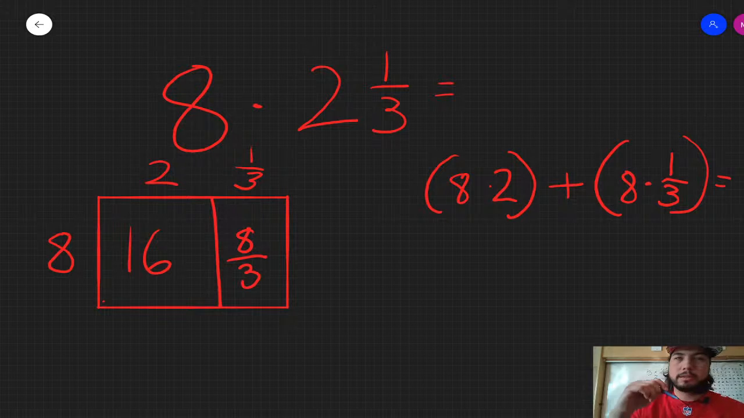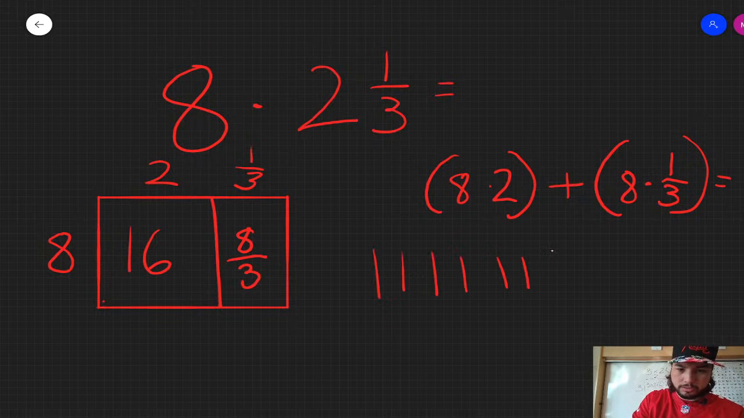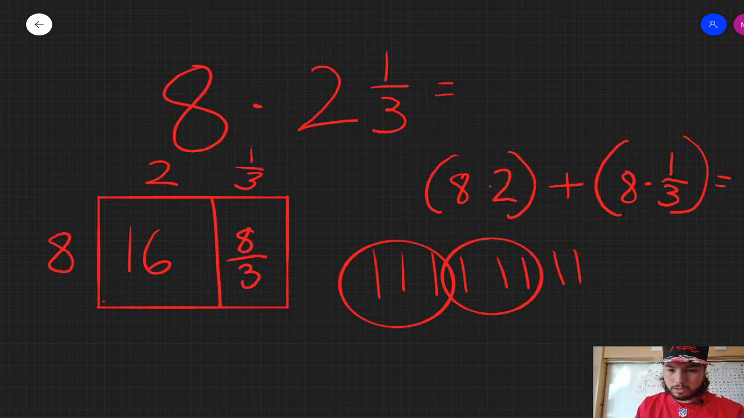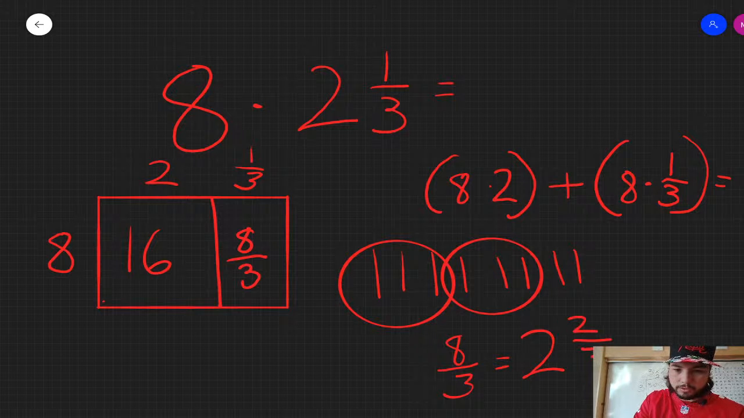I'm going to take 8/3 and think about, okay, if I have 8 items and I'm making groups of 3, because 3/3 equals 1, how many groups of 3 can I make? And then how many are left over? So I'm going to just do little tally marks for each of my thirds. I have 8 of them. I'm going to make groups of 3. 1, 2, and then we have 2/3 left over. So 8/3 is equivalent to 2 2/3, because we can make 2 whole groups with 2/3 left over.